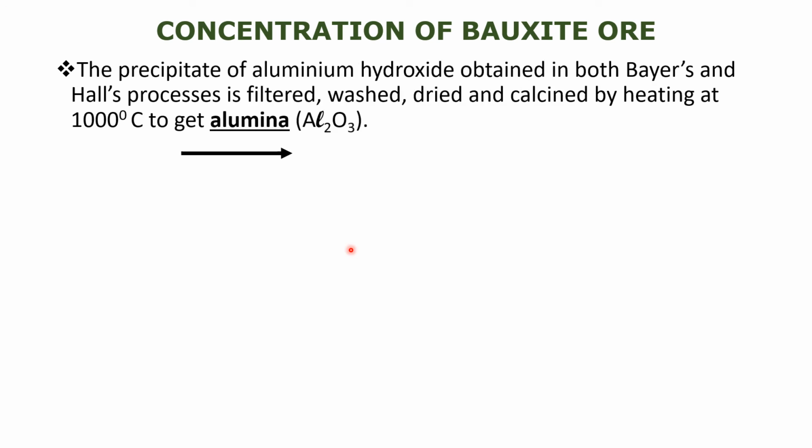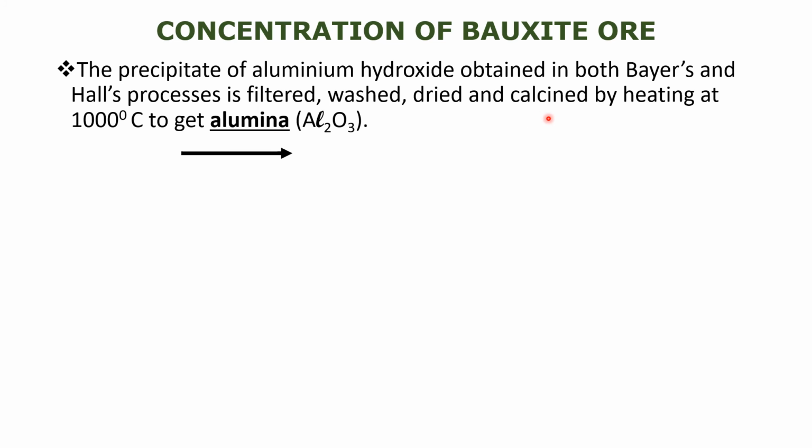Then finally, the precipitate of aluminum hydroxide obtained in both the Bayer's process and the Hall's process is filtered, washed, dried, and calcined. Calcined means calcinated. Remember I told you in the first slide of extraction of aluminum that it will be calcined by heating at 1000 degrees Celsius to get alumina. So it is heated to 1000 degrees Celsius.